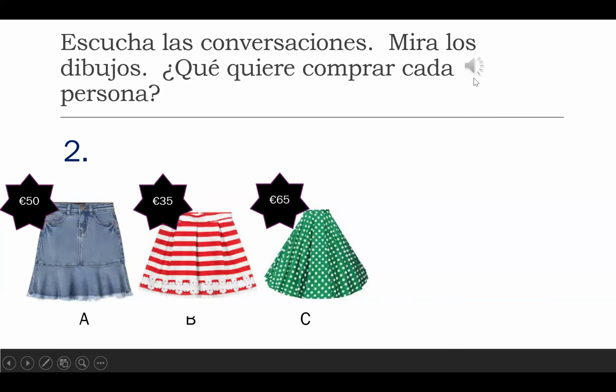Take a look at those items that are on sale. Can you decide which one they buy? Listen out for your superlatives.